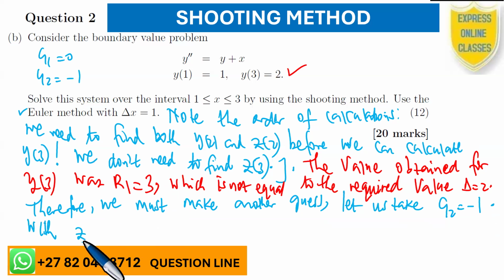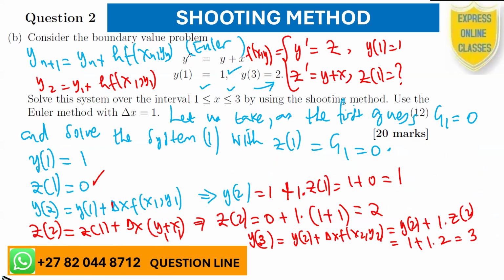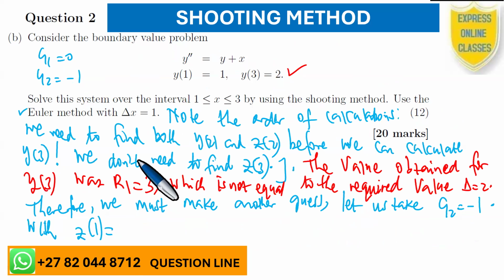With now the first Z at 1. We still always start with Z at 1. Why do we start with Z at 1? Because we need Z at 1 in the calculation of Y at 2, so we must guess it. With Z at 1 equals guess 2, and guess 2 is negative 1. We're guessing negative 1 now, and we started with 0.